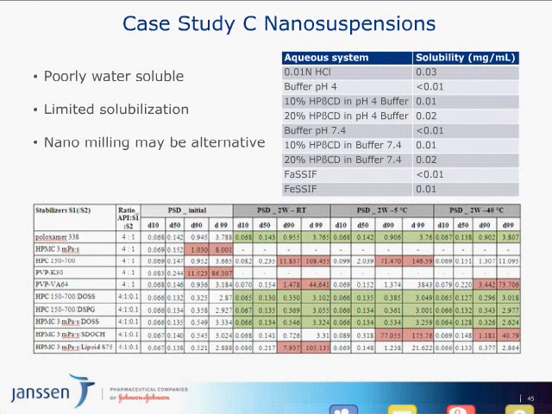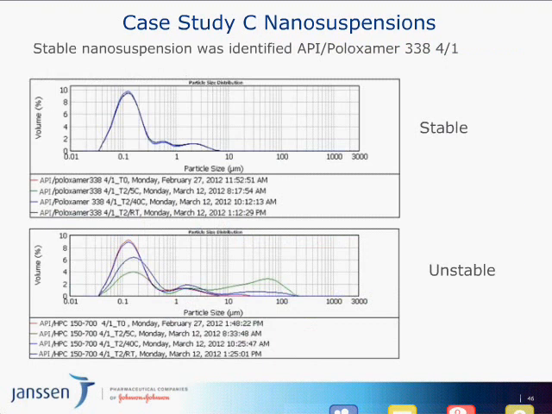We stress these hits, and we see at the end, after stressing conditions, for example, this is the particle distribution of API with poloxamer 338. We saw that the stability is very, very good because the particle size is identical there. If we look at the formulation with HPC, we can see that it's actually unstable because we form agglomerates here.